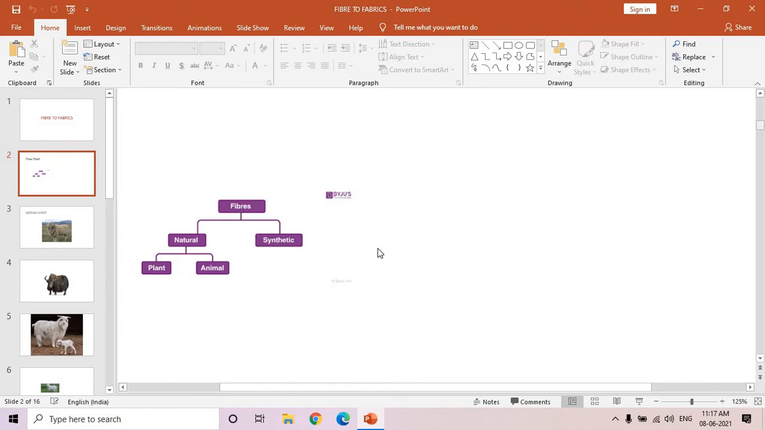The other type of fibers are synthetic fibers, the fibers which are made from chemicals, made in industries and made by man. They are also called artificial or man-made fibers. Polyester, nylon, acrylic and rayon are examples of artificial fibers. About the synthetic fibers you are going to learn in coming classes.